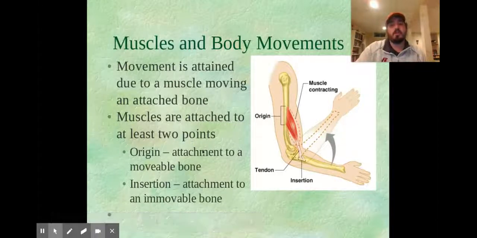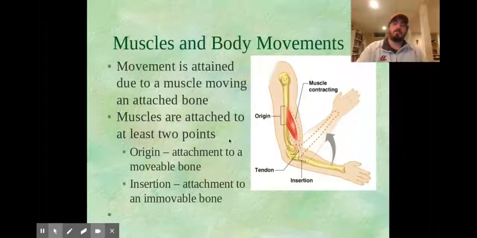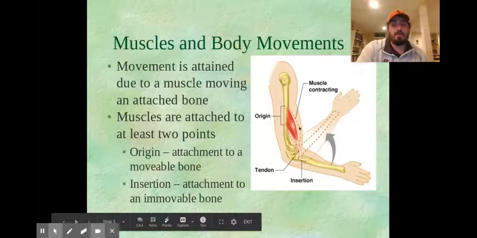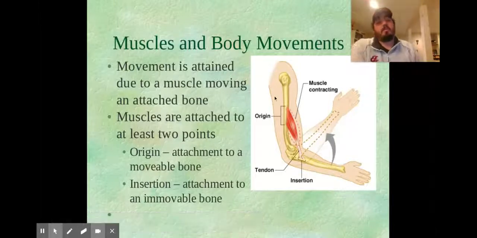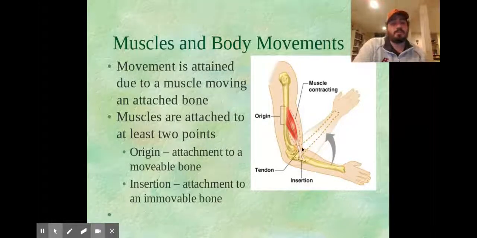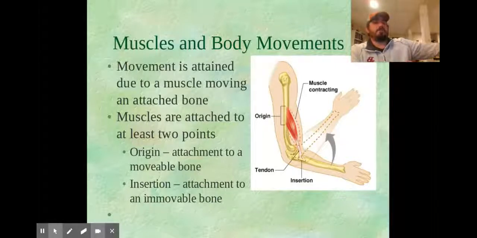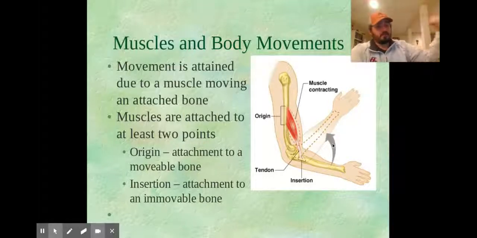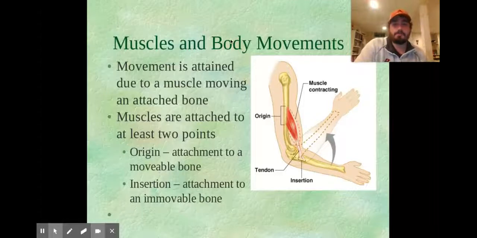So the origin, think about where it originates: attachment to a movable bone, and the insertion, attachment to an immovable bone. So looking here at our biceps, we see the origin is up here on the humerus, the insertion's down here on the ulna. And so that muscle has two attachments there, the origin and insertion. We'll talk about this in a minute, but when we flex our bicep, we're closing that joint at the elbow, and that moves our entire lower arm.